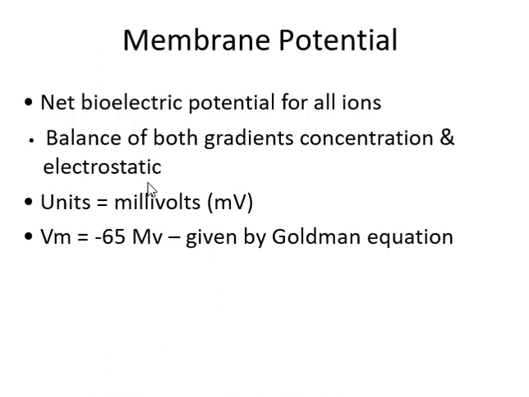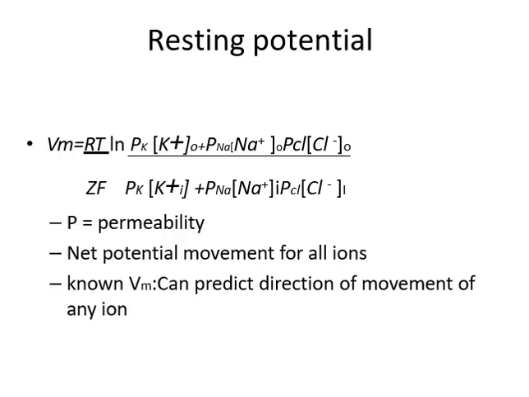Membrane potential is a potential gradient that forces ions to passively move in one direction. Positive ions are attracted by the negative side of the membrane and the negative ions by the positive one. The electrical potential difference is called membrane potential. The unit of membrane potential is millivolts. Vm is equal to minus 65 mV, as given by the Goldman equation.